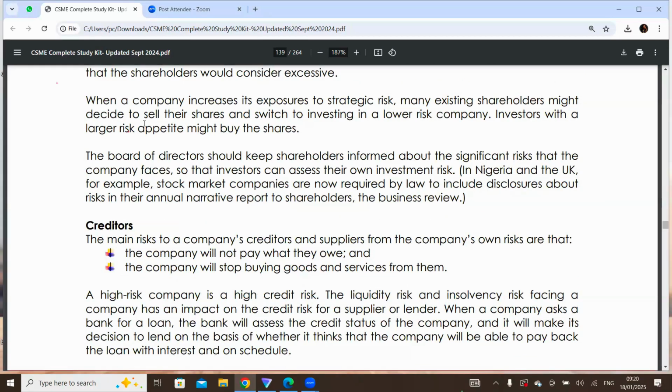When a company increases its exposures to strategic risk, many existing shareholders might decide to sell their shares and switch to investing in a lower risk company. Investors with a larger risk appetite might buy the shares. The board of directors should keep shareholders informed about the significant risks that the company faces so that investors can assess their own investment risk.